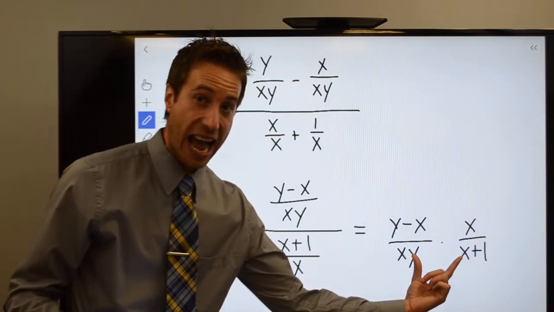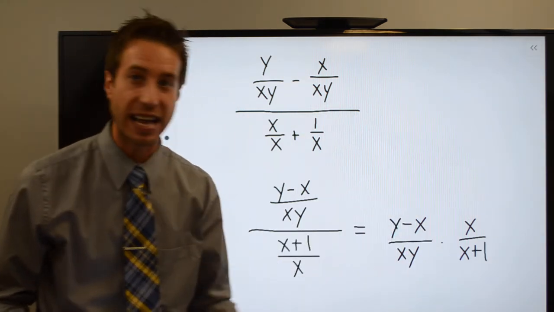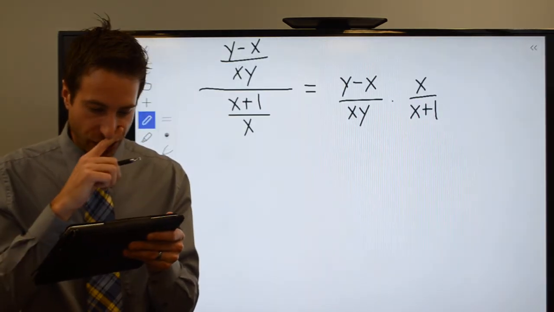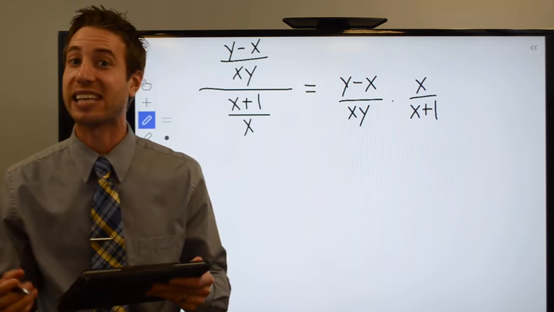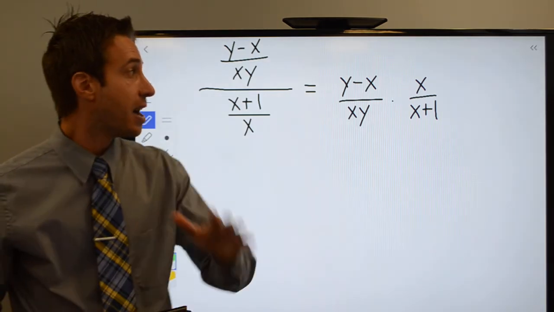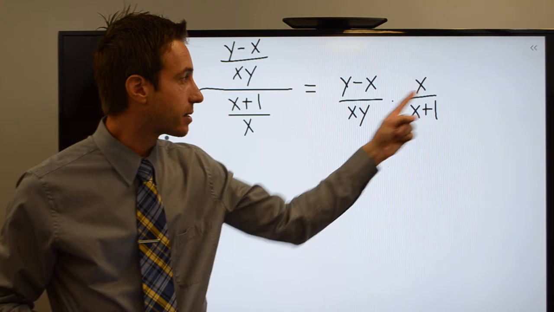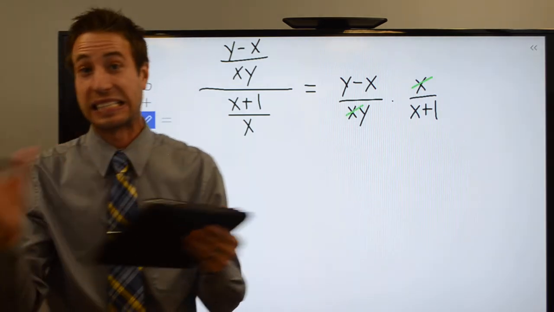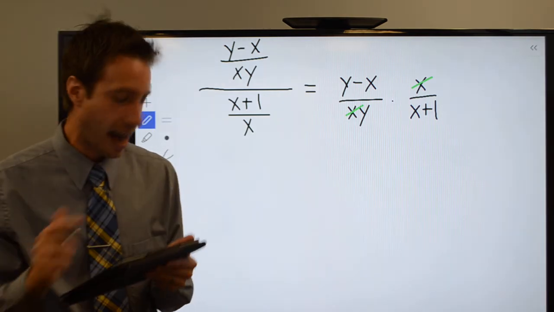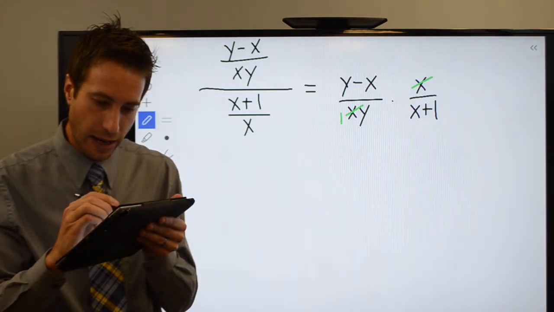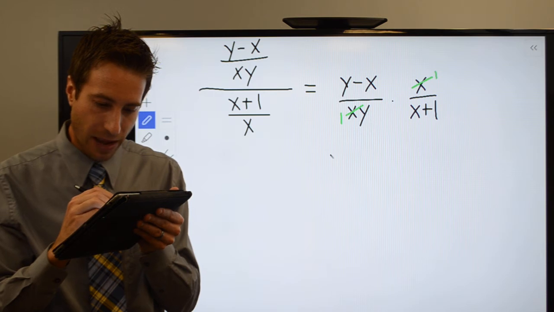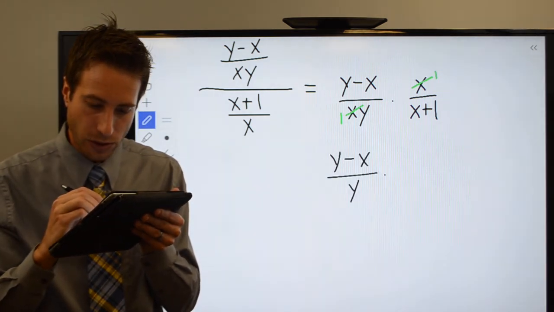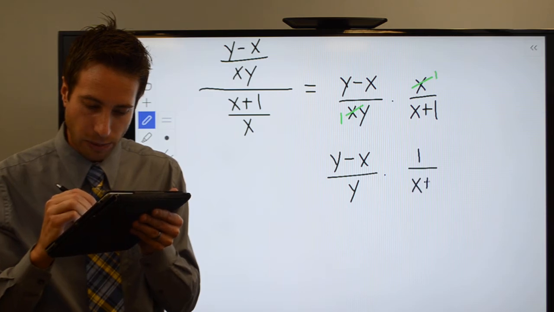Okay, so now I'm going to work on simplifying this. And again, if you remember back in the previous section, Section 1, we want to start by cross-canceling if there is any. And there is x and x. Those will cancel each other out. That's it. That's the only cross-canceling I have. It becomes a 1 and a 1. So here's what's left. I have y minus x over y times 1 over x plus 1.